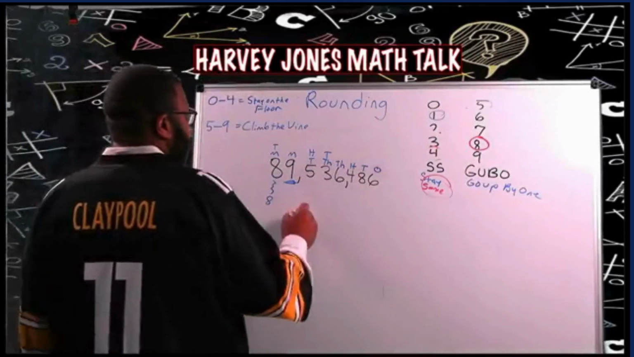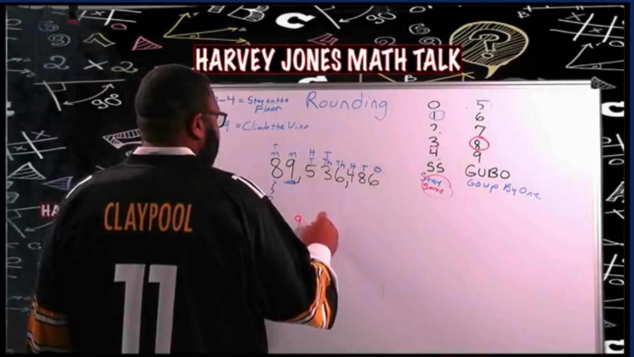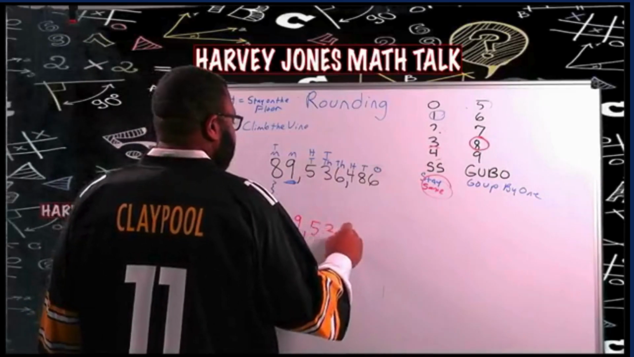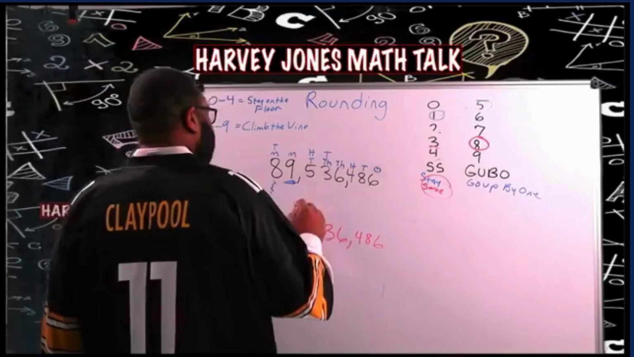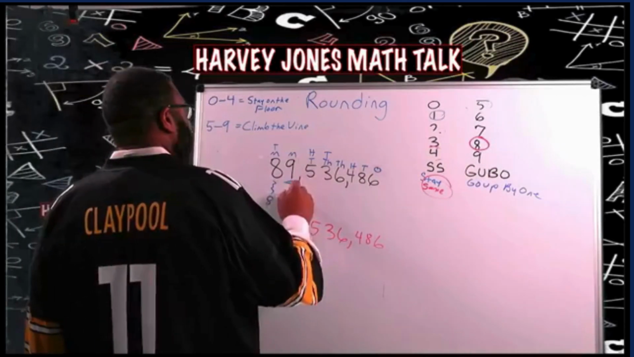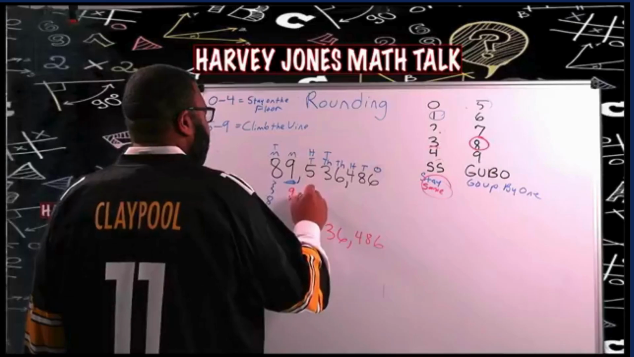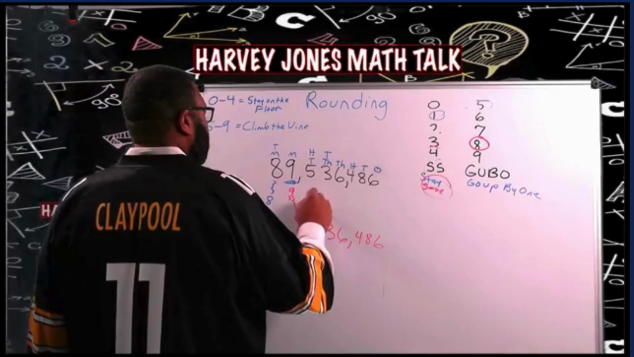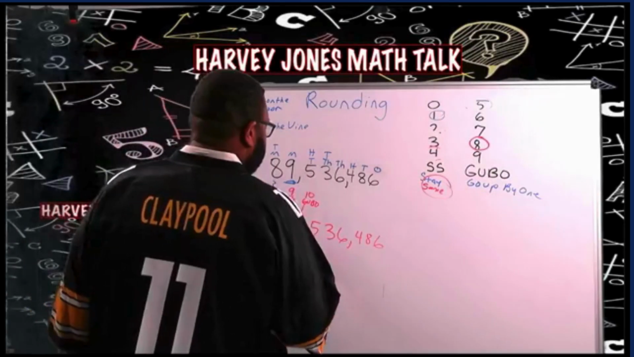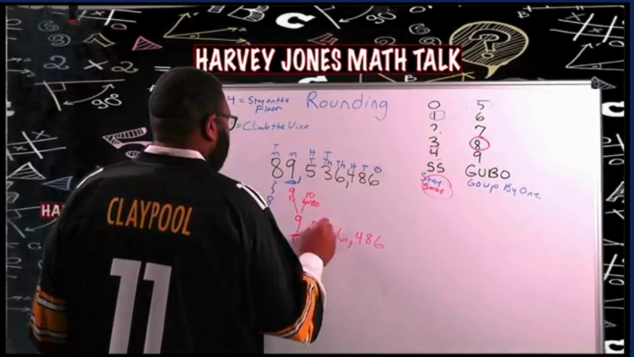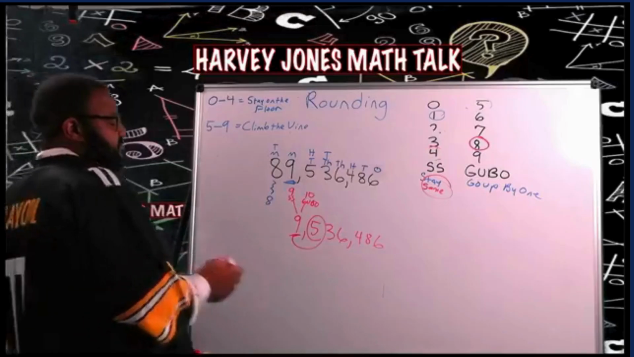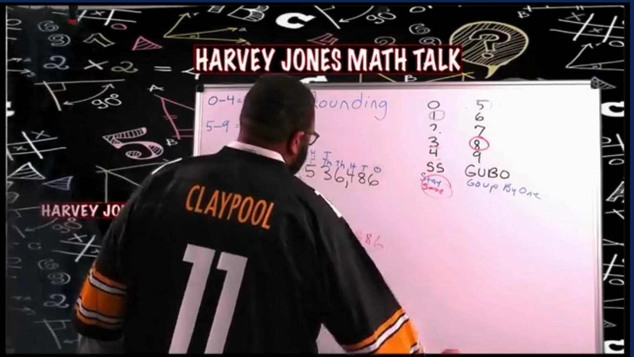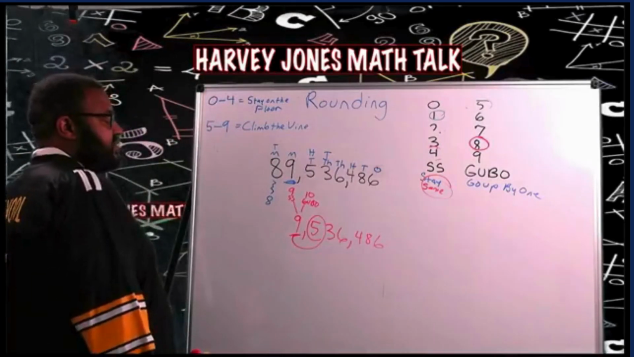So if I put my 9,536,486, I'm still going to do stay the same, which is going to be a 9. What's one more than 9? 10. Go up by 1. Look at the number behind it. It's a what? 5. Yeah, I went there. That's what we're doing. Relax.